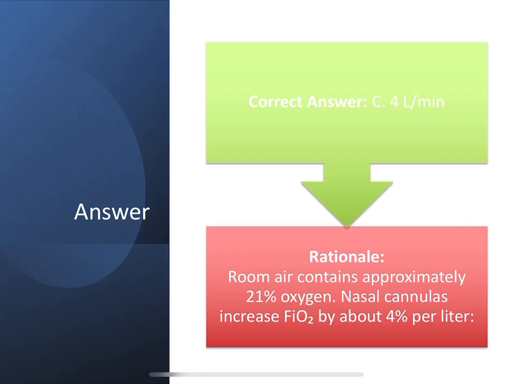If you guess C or meant to pick C for 4 liters, you are correct. Room air contains approximately 21% oxygen. Adding that nasal cannula and bumping up 4 liters will give us that targeted oxygenation percentage.